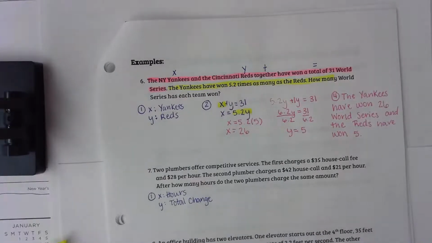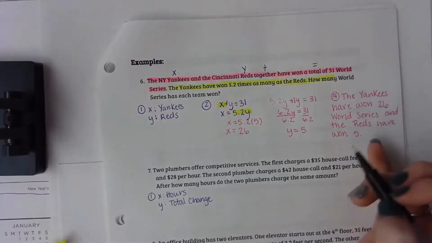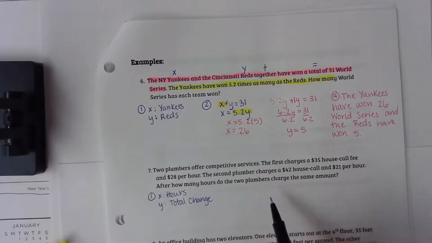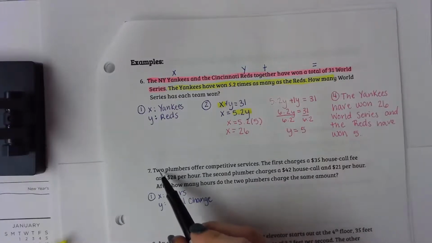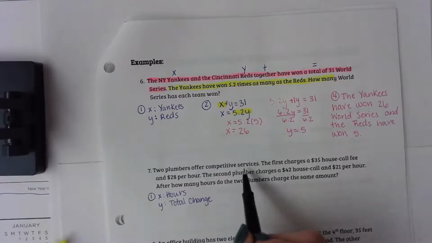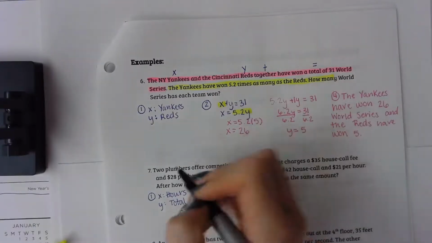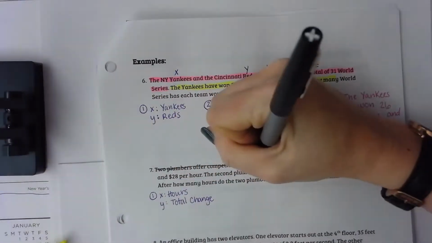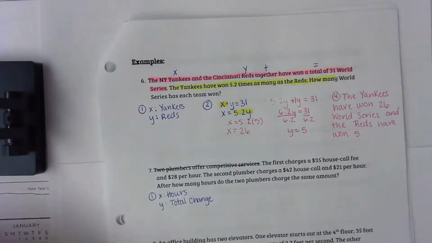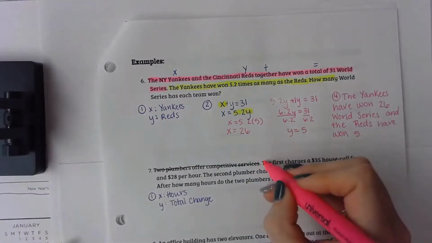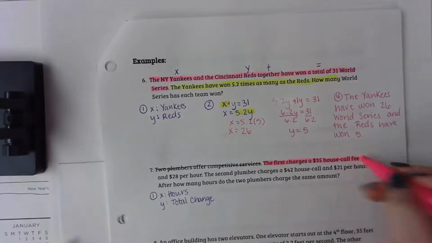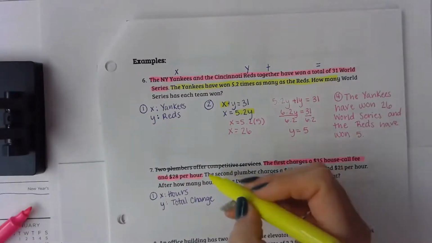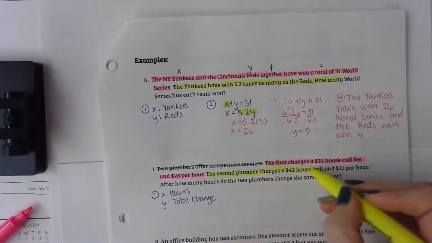So here is where it might be a little bit different. We've got 3 sentences and then our question. Looking at this first sentence, two plumbers offer competitive services. That is not useful information, so I am just going to cross it out because it's just going to confuse us. But then I've got my 2 sentences with my equations in them.